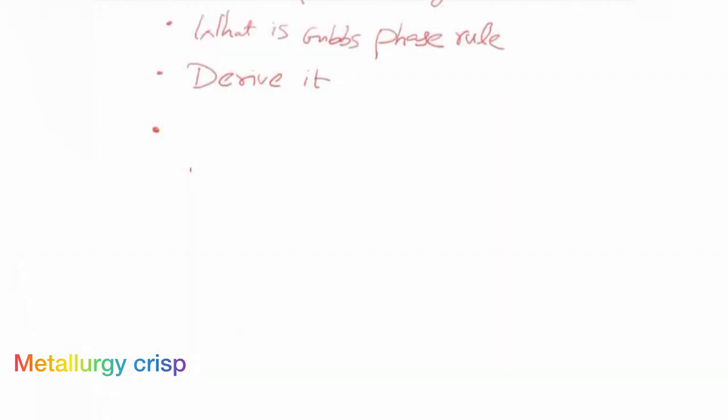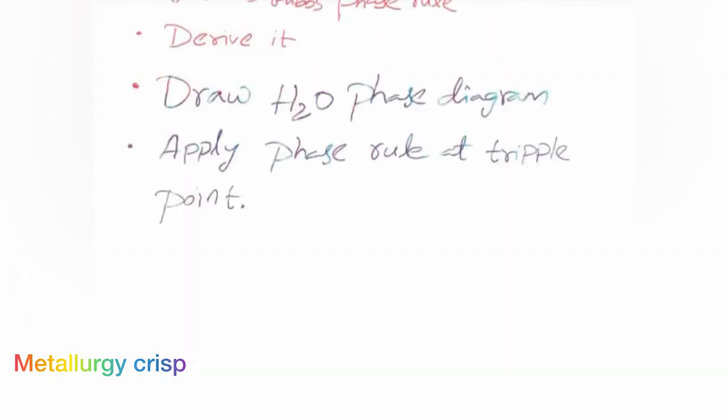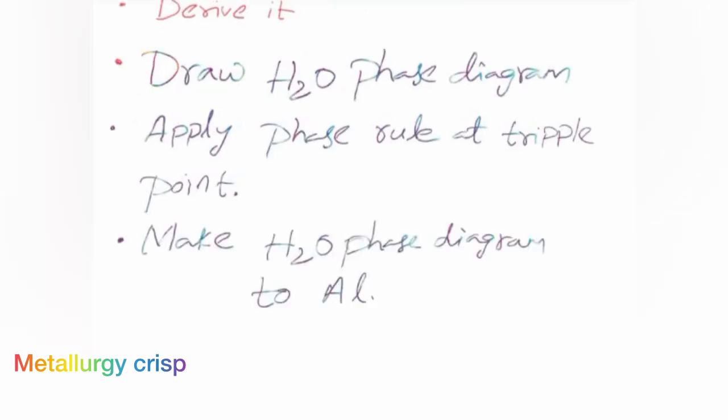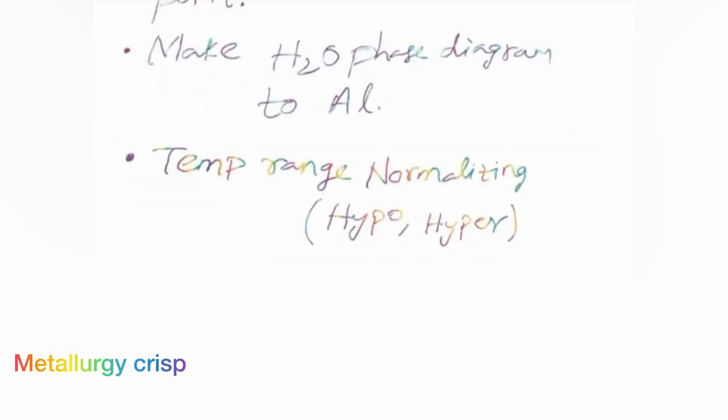What is Gibbs phase rule? Derive it. Then they asked, draw the H2O phase diagram and apply the phase rule at the triple point. What is the degrees of freedom that the system has at the triple point? Now make changes in the H2O phase diagram and draw the aluminum phase diagram. What changes do we observe between these two phase diagrams? Then what is the temperature range for normalizing for hypoeutectoid steels and hypereutectoid steels?